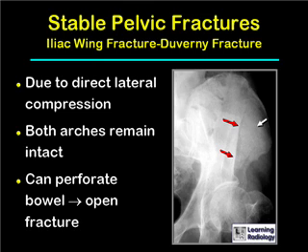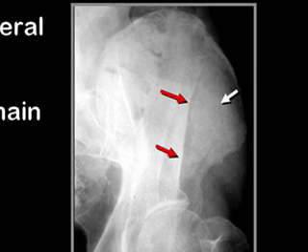Iliac wing fractures are also called Duverney fractures. They are usually due to direct lateral compression of the pelvis, such as occurs in an intersection accident. Both the anterior and posterior arches remain intact in such fractures. They can lead to perforation of the bowel, which represents then an open fracture and is more prone to complications. The red arrows are pointing to the fracture of the iliac wing, to which the white arrow is pointing.